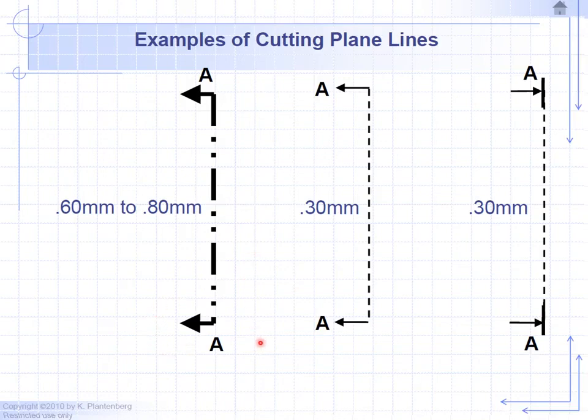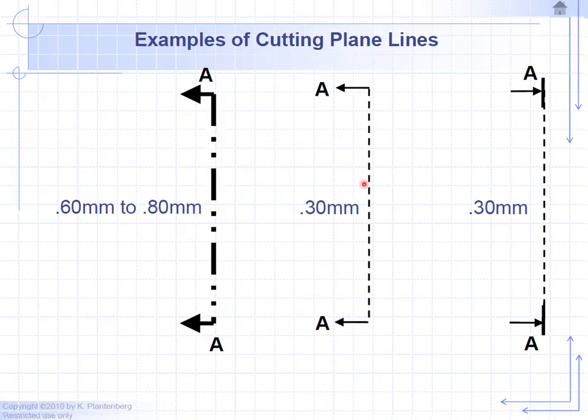Now, some of the differences are the line types. So here we have a phantom line, two little dashes. In this example, we have dashed lines like a hidden line. You can also use a center line, but typically you'll see either a dashed line like a hidden line or a phantom line, the double dashes. And also another difference is the line weight.